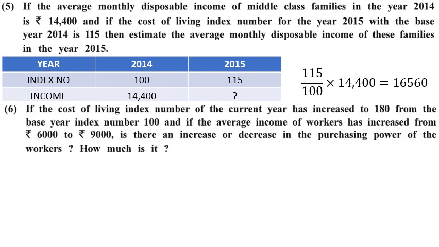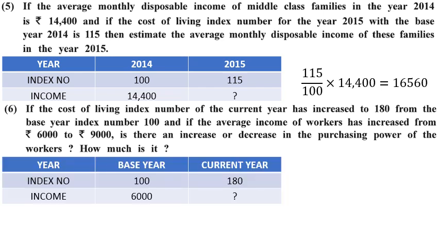The last question. Index number for the current year is 180. Base year is 100. Income also increased from 6,000 to 9,000. Now you will say, sir, all the four values are available. What are we supposed to do? My dear friends, you are supposed to check whether this value of 9,000 is enough or not. So your table will look something like this.